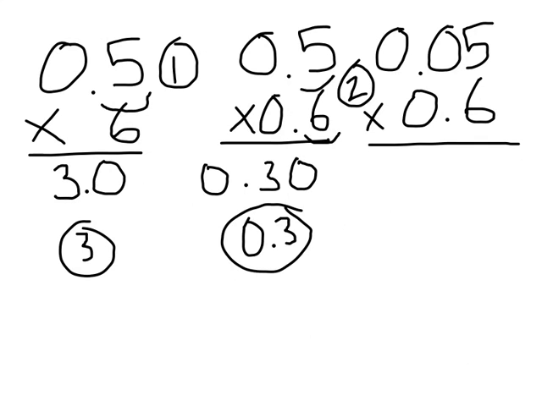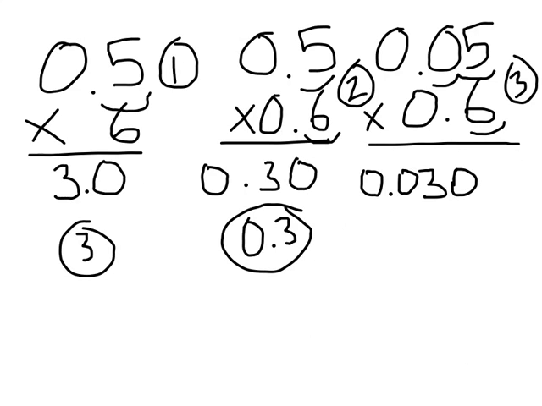5 hundredths times 6 tenths. Here, how many numbers are going to be behind the decimal? Well, I've got tenths, hundredths, thousandths. 3 numbers behind the decimal. When I multiply 6 times 5, I still get 30. Now, how do I place the decimal? I need 0 and 30 thousandths, or 0 and 3 hundredths.